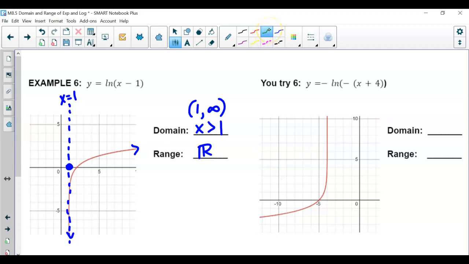And here we go. So again, same thing here. Notice how we have that vertical asymptote where our values are approaching but never reaching x is equal to -4. So that means the domain, again, we're starting all the way over in negative infinity and approaching but never reaching -4. So x's are less than -4. Or you could have written negative infinity to -4, but the range is still all reals.